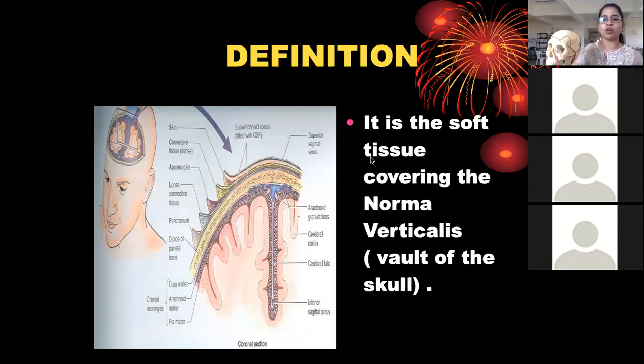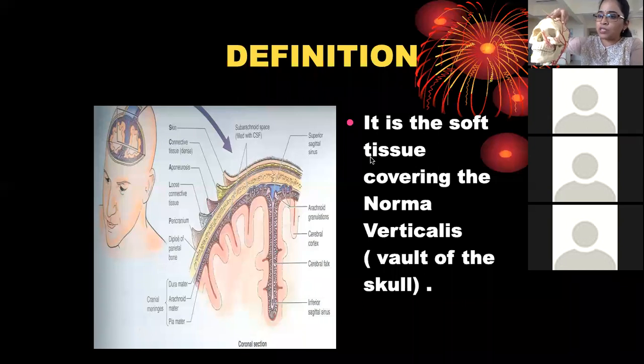What is norma? Norma means the view, how we are looking at it. So various views are there for understanding the skull. Theoretically, we are studying the skull in various views. What are the various views we will see?